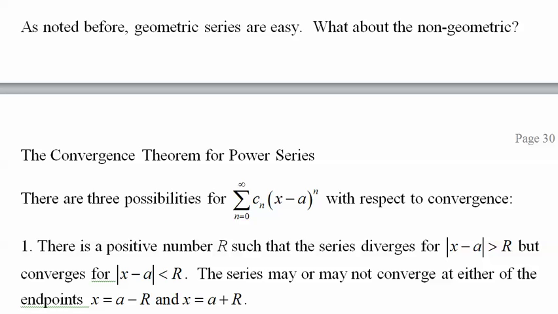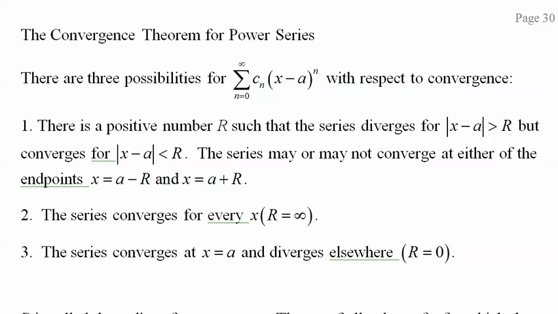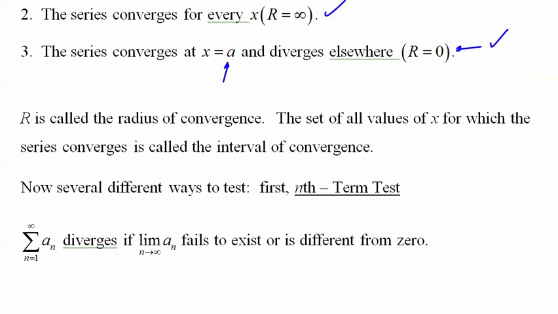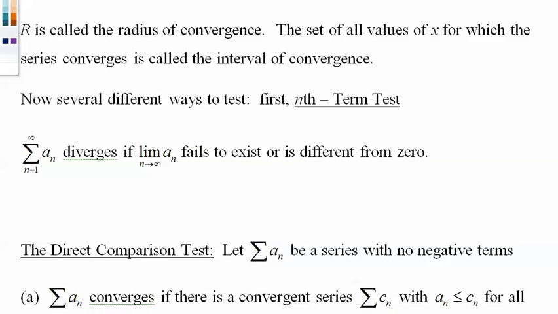What about non-geometric ones? Well, now we get into a bunch of theory, for lack of a better way to put it. So here are the 3 possibilities. We get convergence for everything. Convergence for a certain interval, like the last one. Or it only converges at the center. So it always converges somewhere, but it diverges everywhere else. Like I said, R is called the radius of convergence. And the interval is everything inside.